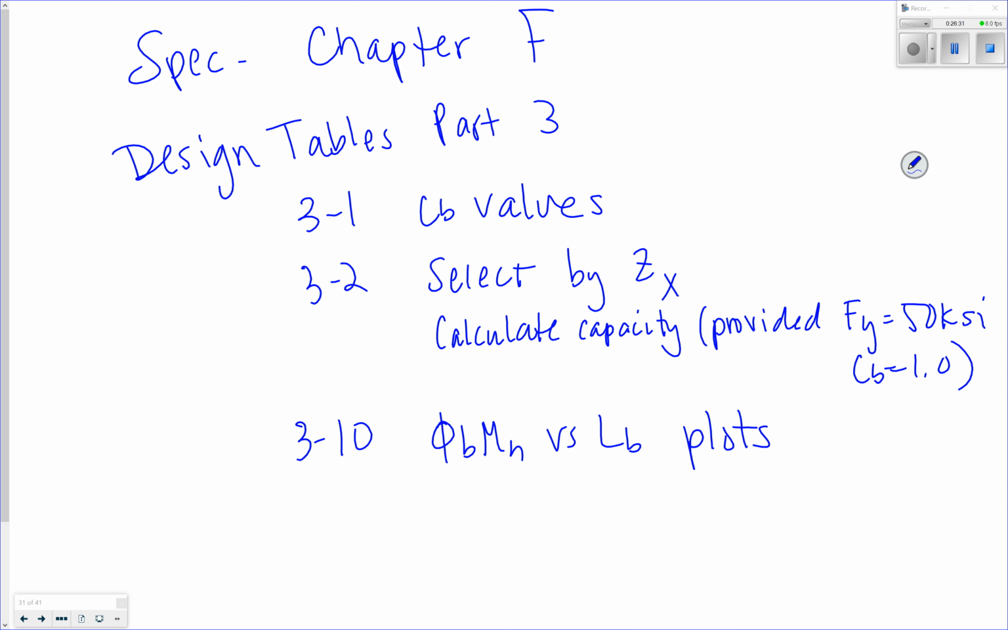So that is the end of flexural design. I'm going to leave some examples for us to do together if you would like. And then next, after this, we're going to do shear. Thanks.